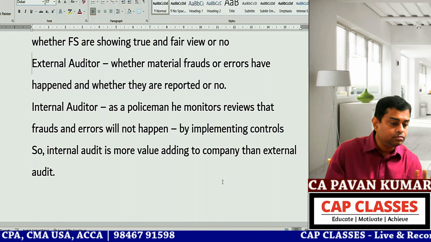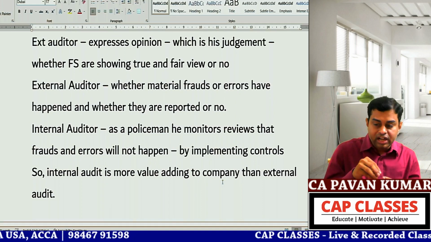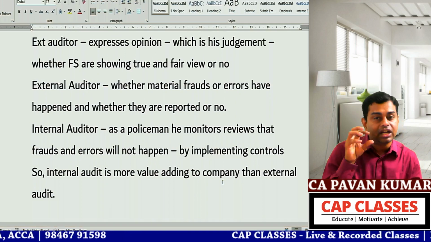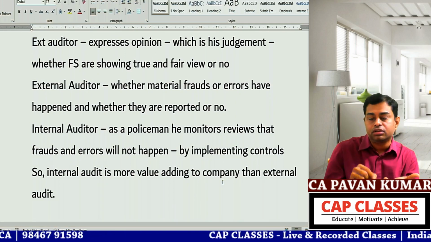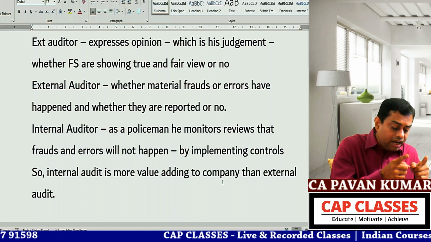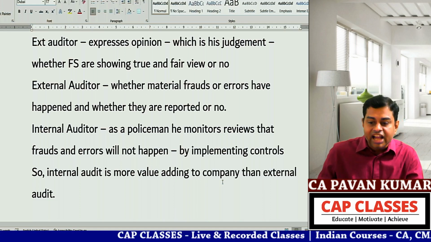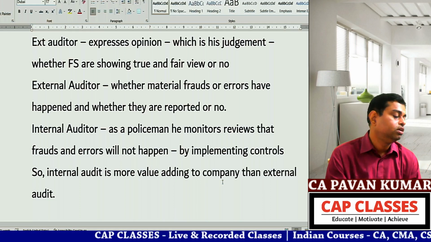What is the difference between external audit and internal audit? Unfortunately, one student, an articled assistant, goes to X Limited. He is verifying the cash book. He is verifying cash vouchers. Whether you are doing internal audit or statutory company audit or tax audit, you will do the same.